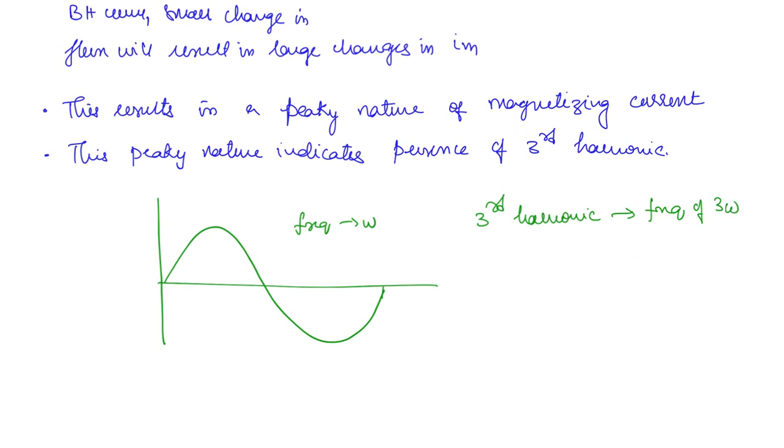So what is going to happen? By the time this completes one cycle, the third harmonic component is going to complete 3 cycles. So it is going to be something like this. You can see this is one cycle, second cycle and third cycle. So this peaky nature indicates the presence of third harmonic. Why is that the case? This is one kind of harmonic that I have drawn.